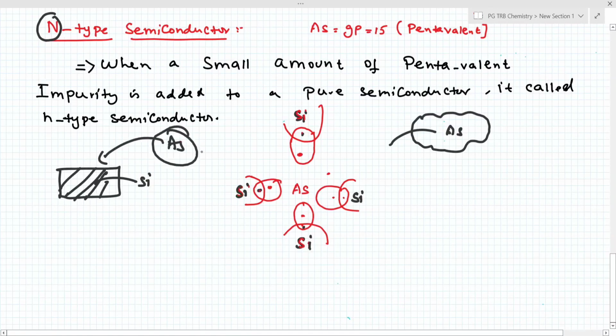When the doping atom has higher valence electrons than the pure semiconductor, that is N type. You got the point. So when the doping atom has higher valency compared to the semiconductor, it is called what? N type semiconductor. You got the point. Okay, please note.